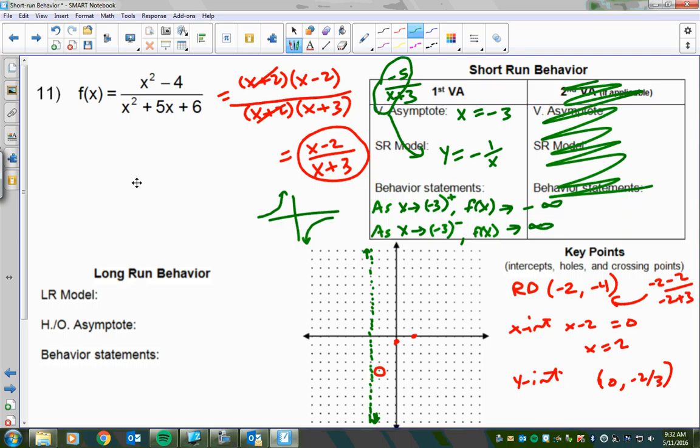Step 4, long run analysis. But for this, it's an improper rational function, so we need to do division. Actually, there's 3 ways you can approach this division problem. You can do long division. We could do synthetic. Let's do synthetic.